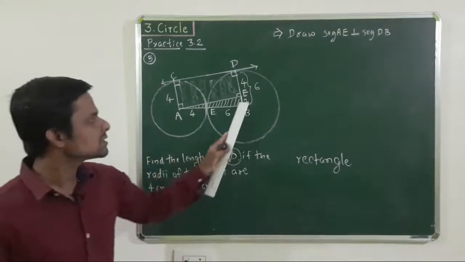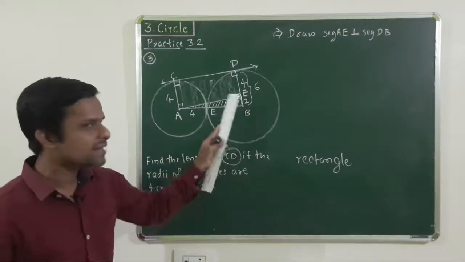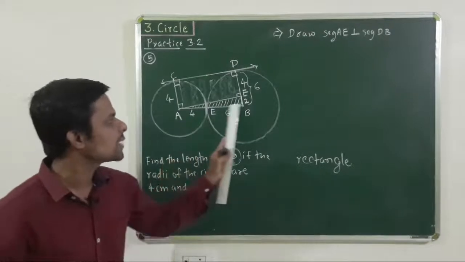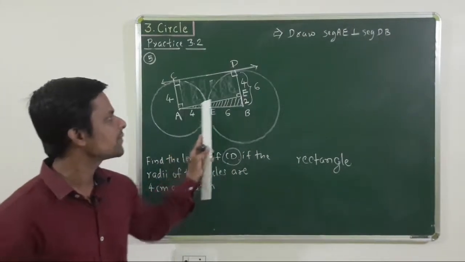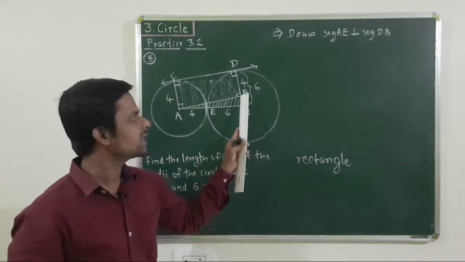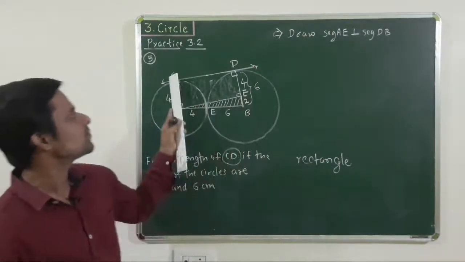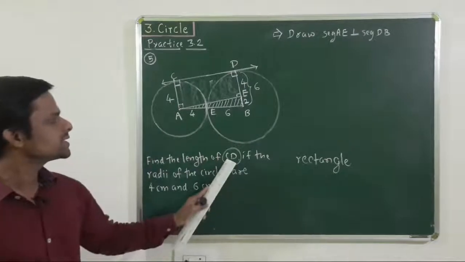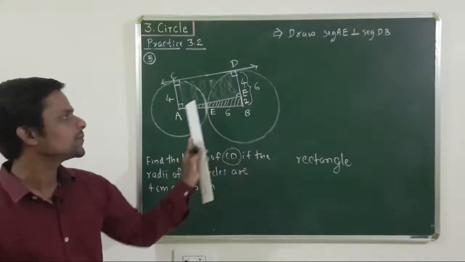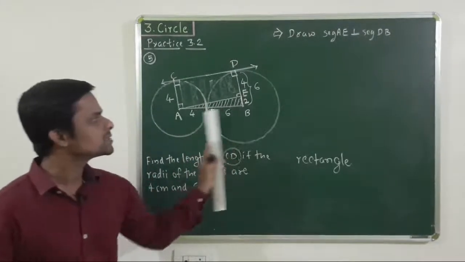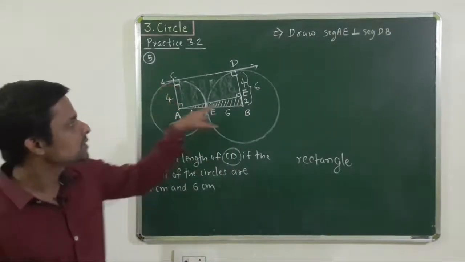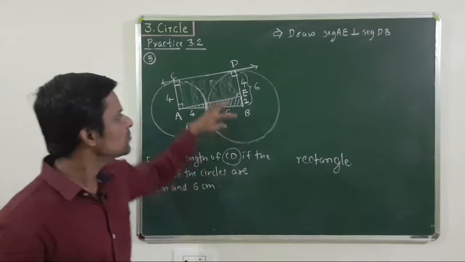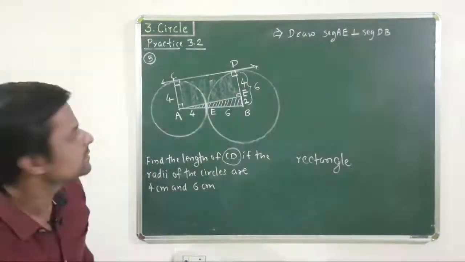Now, observe this shaded triangle, which is a right angle triangle, in which the hypotenuse is 10 and one side is 2. Hence, by the Pythagoras theorem, you can find the third side, that is AE, and that value is the same for CD. We'll start with this quadrilateral first, and then we'll move towards this right angle triangle.